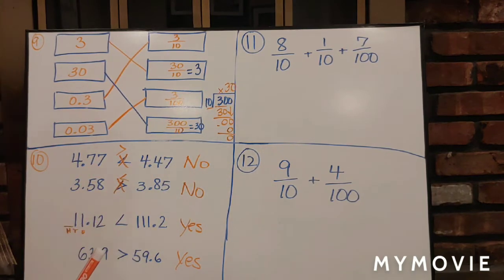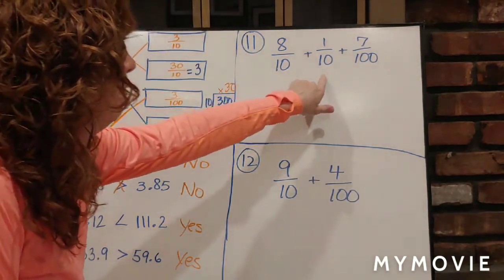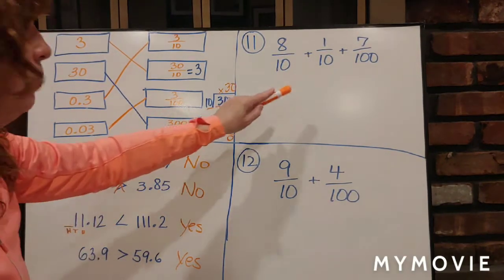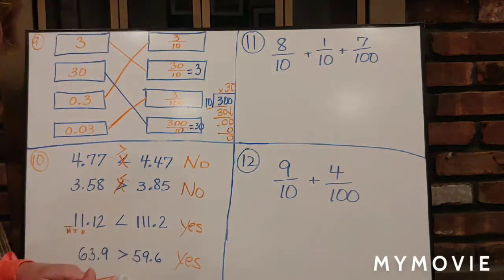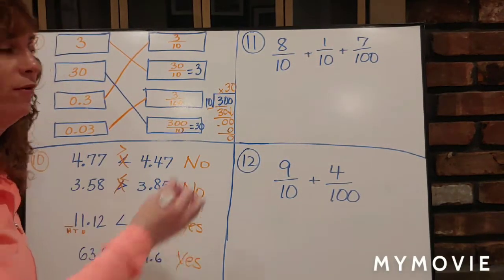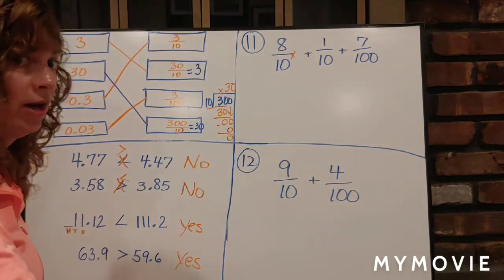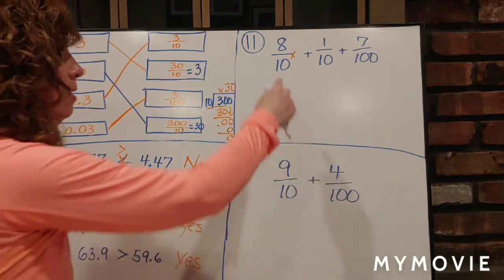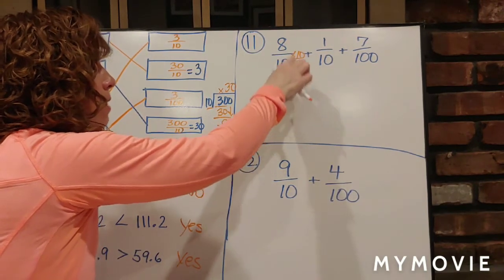All right, let's look at number 11. Number 11 says add the fractions. Alrighty, now we spent a long time on this last week, right? We cannot add fractions that have different denominators, so we need to get them all the same. And because we're dealing with tens and hundreds, we're always going to make our 10 into 100. So we're going to do that by making an equivalent fraction. Remember, 10 times what equals 100? 10 times what equals 100? 10 times 10. And remember, whatever you do to the bottom, you have to do to the top.